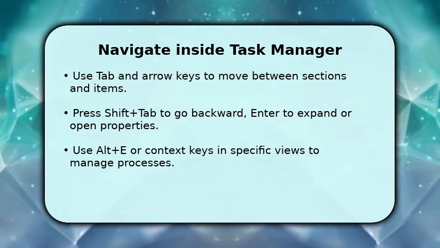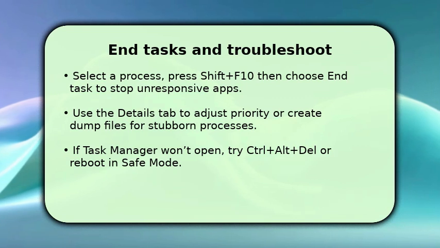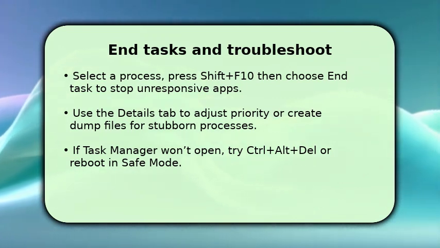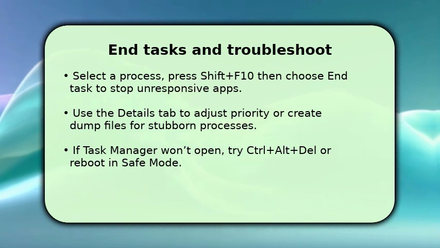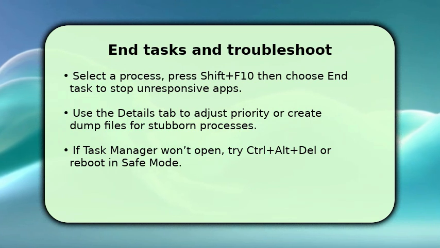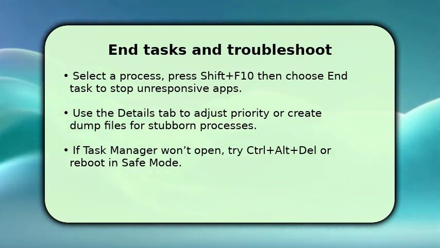To finish, highlight a misbehaving process and use Shift plus F10, then choose End Task. This cleanly asks Windows to terminate it. If a process resists, switch to Details and adjust priority or create a dump file for further analysis. Once done, close Task Manager with Alt plus F4.